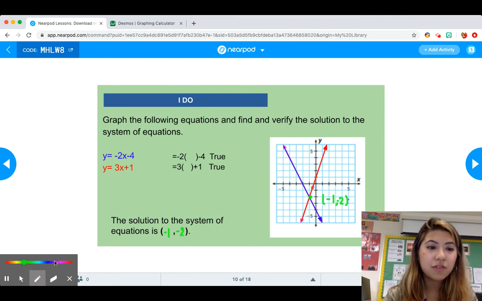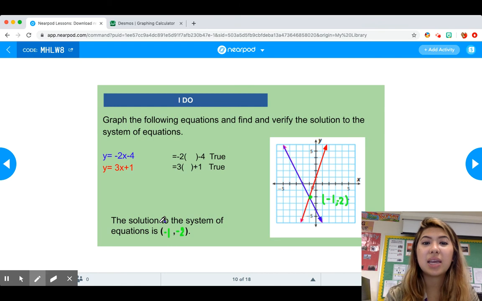And just to confirm that this is indeed a solution to both equations, I'm going to label negative 1 as x and negative 2 as y, and plug the x and y values into the equation. So instead of y is equal to negative 2x minus 4, I have negative 2 is equal to negative 2 times negative 1 minus 4. Negative 2 times negative 1 is positive 2. Positive 2 minus 4 is negative 2. So that's true.